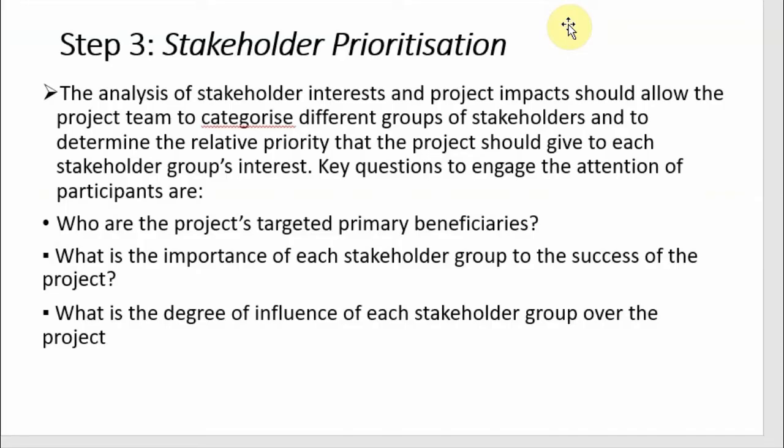That is, who are the project's targeted primary beneficiaries? Who will be the primary beneficiaries? The local people who will be living over there. Now, what is the importance of the stakeholder group to the success of the project? What importance does the stakeholder give to the success of your project? Next, what is the degree of influence of each stakeholder group over the project? How much can the stakeholder influence your project? So all these questions can be reviewed for stakeholder prioritization.